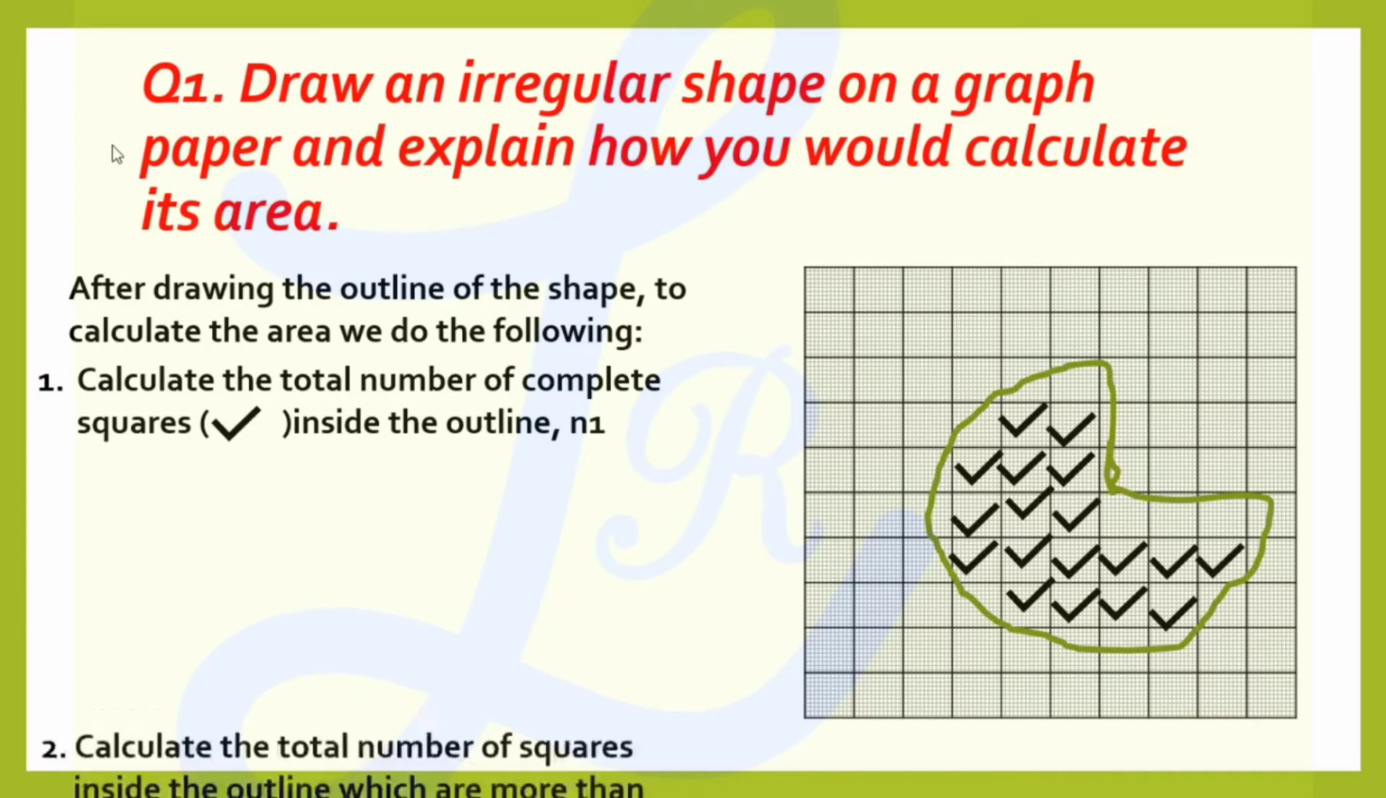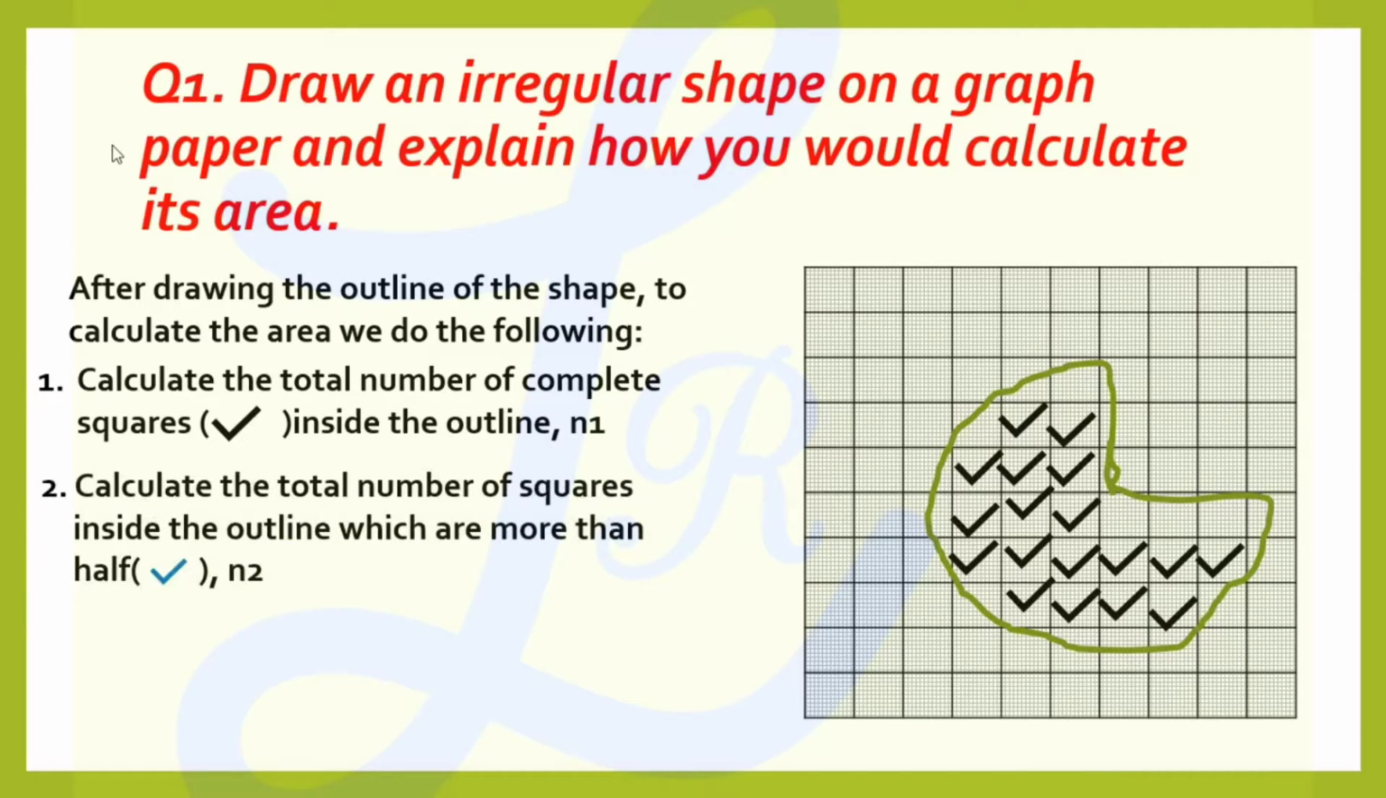Then we will calculate the total number of squares inside the outline which are more than half. So we will see which squares are more than half, and then we will count them. These are marked with blue ticks.